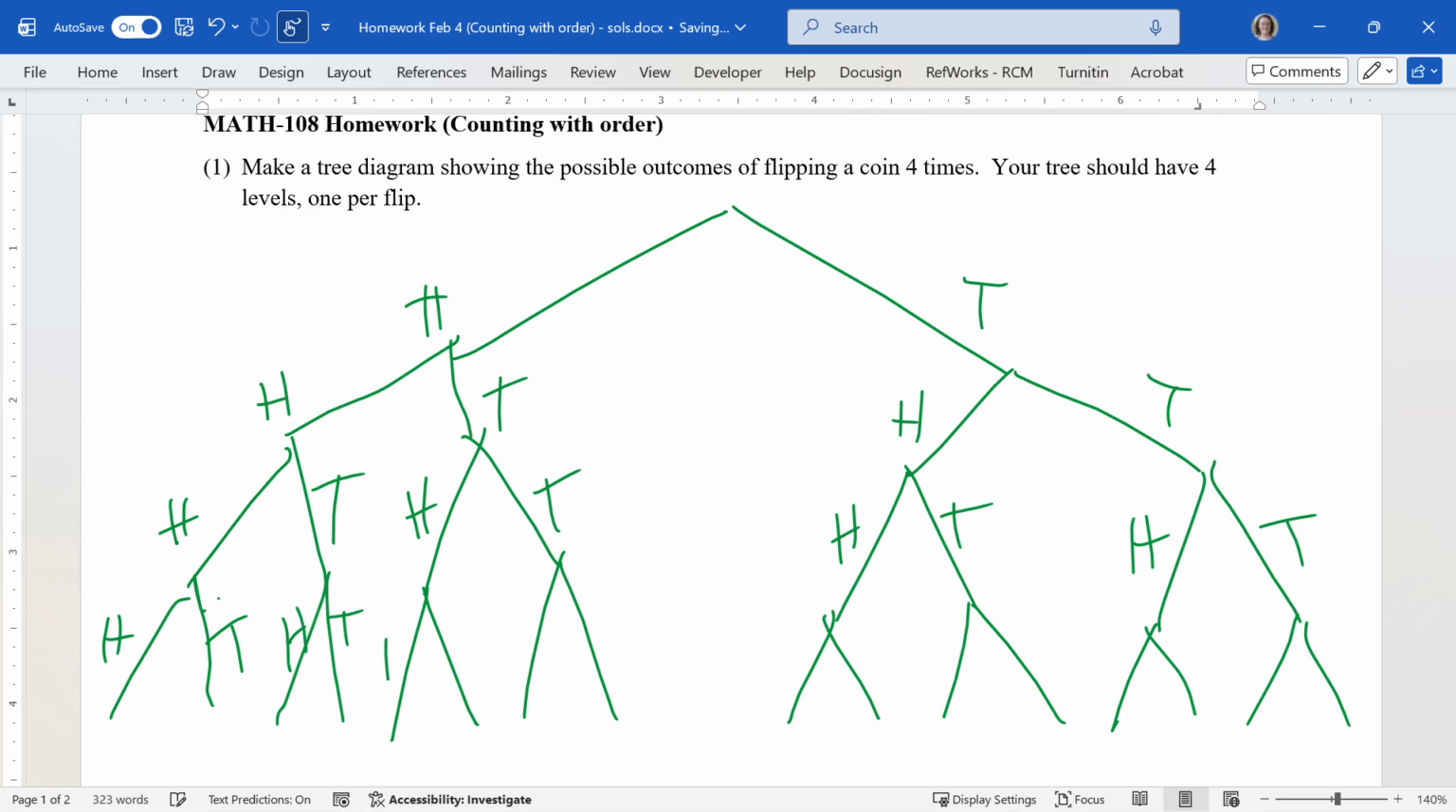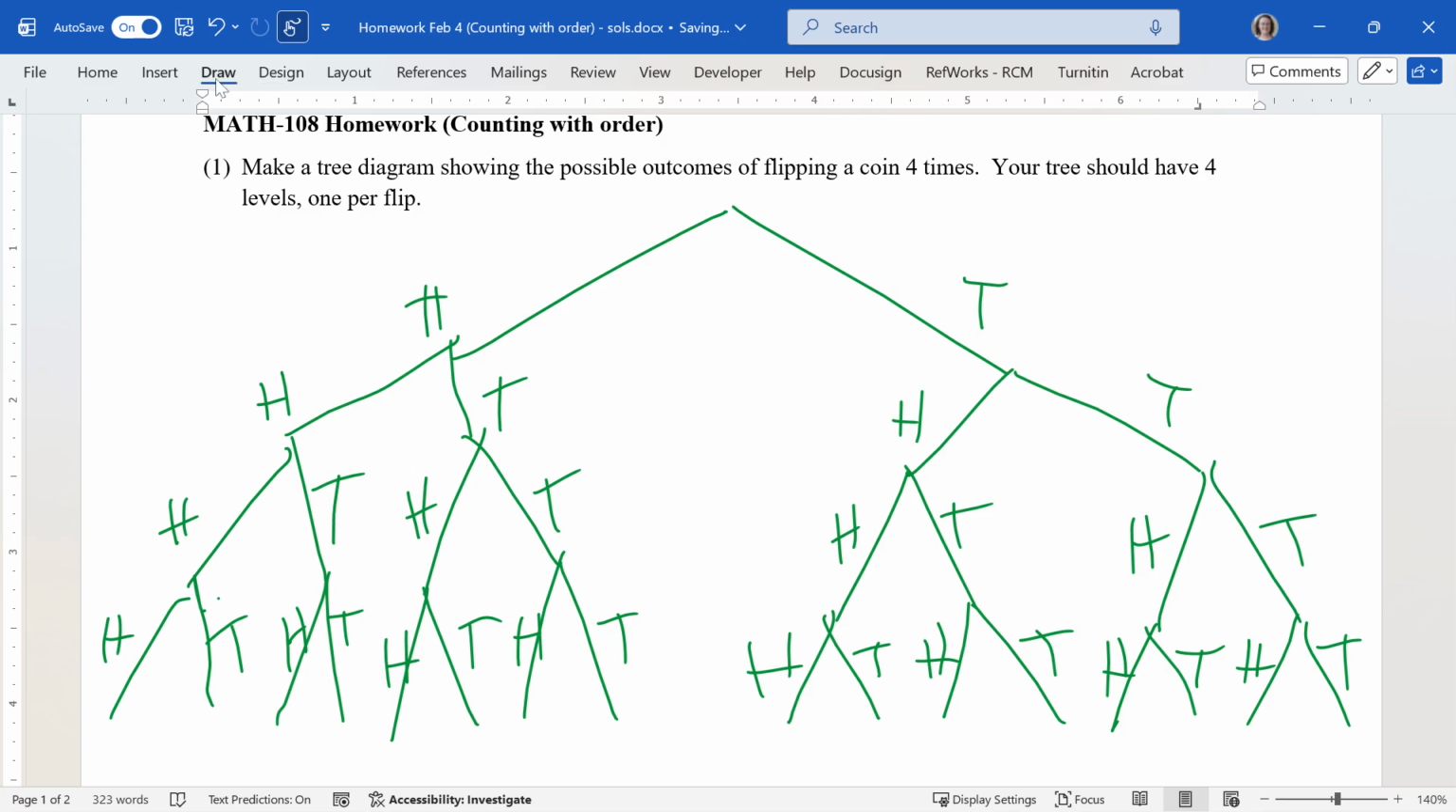Okay, so we're going to label heads, tails the whole way across. And basically, what you can see from this tree diagram is if you start at the very top, at the point, and then you follow one path down through the tree to the very bottom, that is one total outcome of what could happen if you flip a coin 4 times.